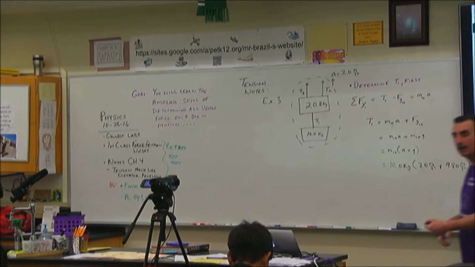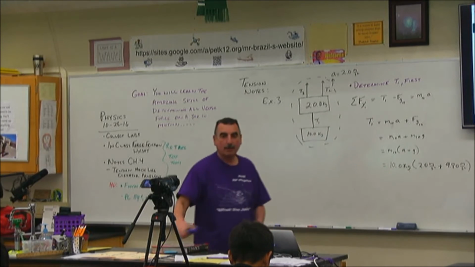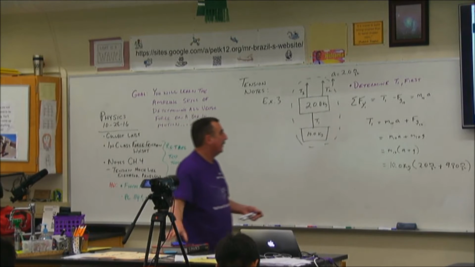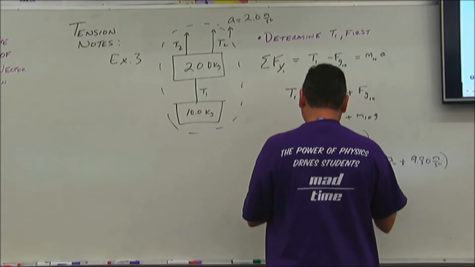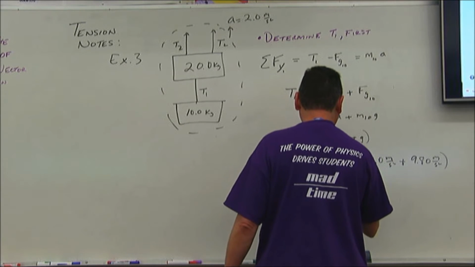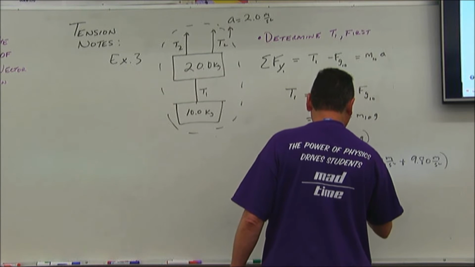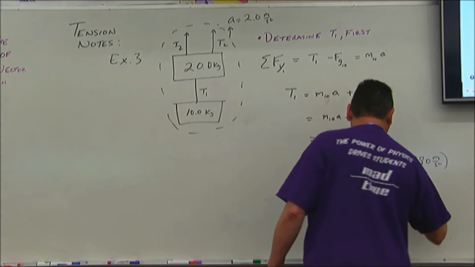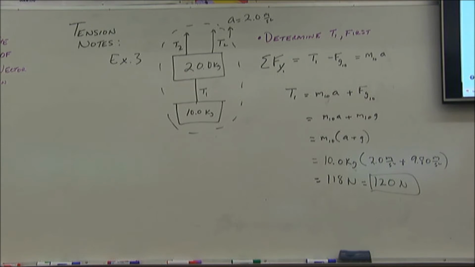Ethan, did you get it? Did you get the value? I'll get it. 118. And we're only good to 2 sig figs this time. Okay. Not bad, right? Got it accelerating.